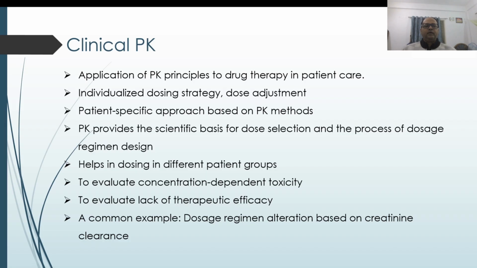Pharmacokinetics provides a scientific basis for dose selection, the process of dosage regimen design, and helps in dosing in different patient groups, to evaluate concentration dependent toxicity, and to evaluate lack of therapeutic efficacy. A common example is dosage regimen alteration based on the creatinine clearance.